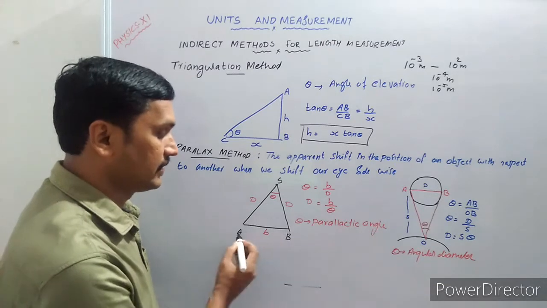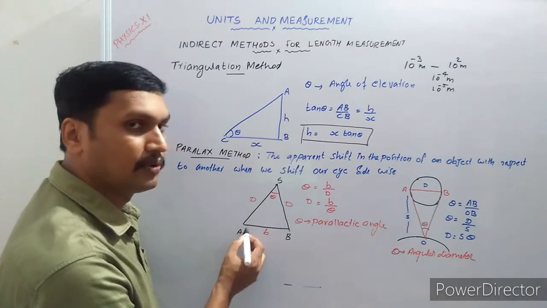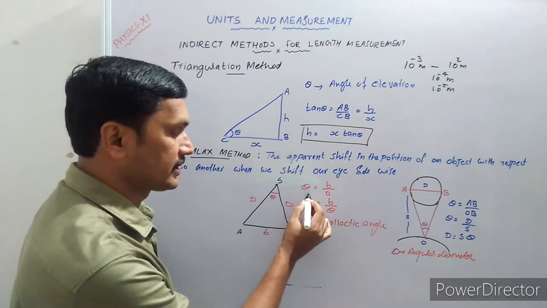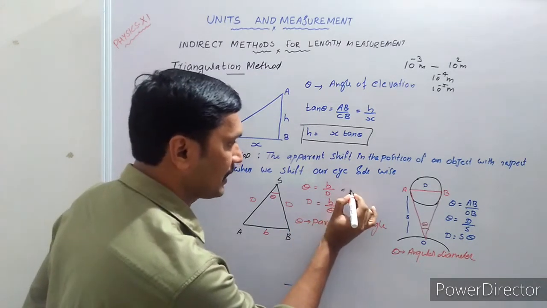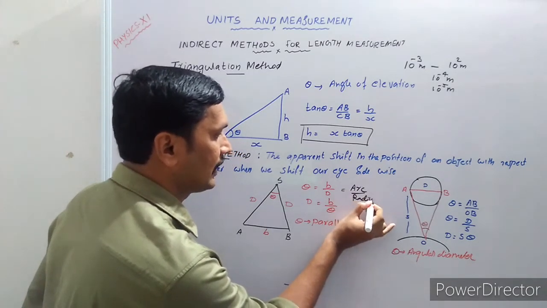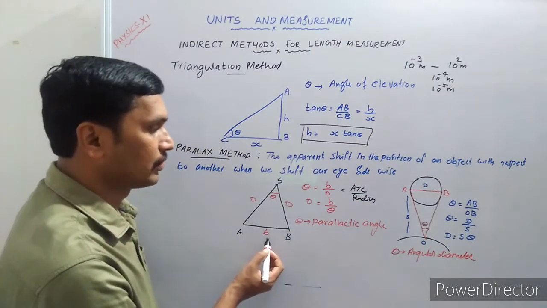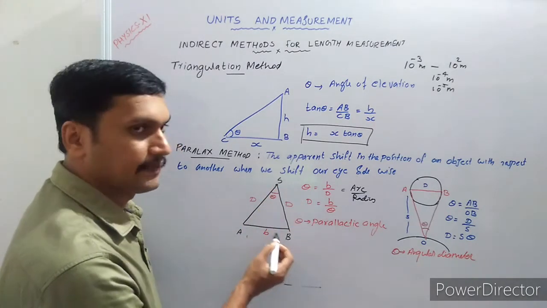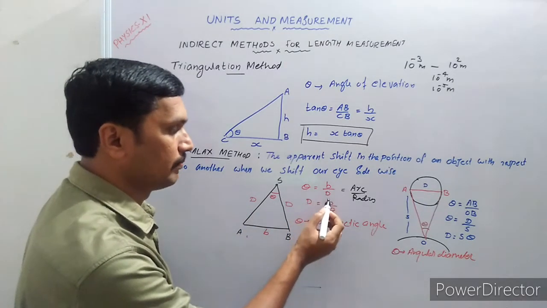Let's mark the distance between the two observation points as B, and the distance to this heavenly body as capital D. So we write the angle theta is equal to arc by radius. Here the arc is equal to AB, or B, and the radius is equal to AS or BS, that's equal to D. So theta is equal to B by D.